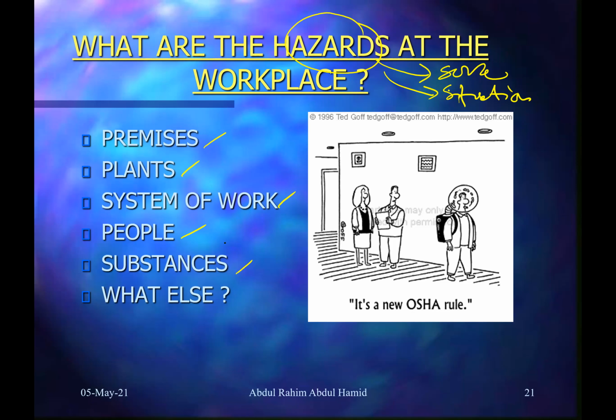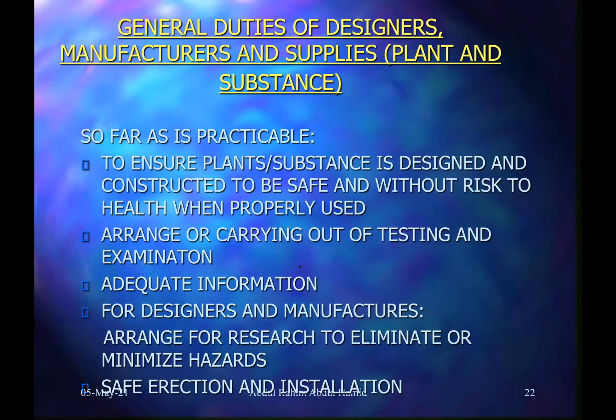Substance or material use could be chemical. Even cement itself is basically hazardous, etc. And then what else? Okay, general duty of designer, manufacturer, and supplier. So this is the third party that I referred to, other than employer and employee, who basically have the same responsibility. They have the same responsibility in order to safeguard safety and health.